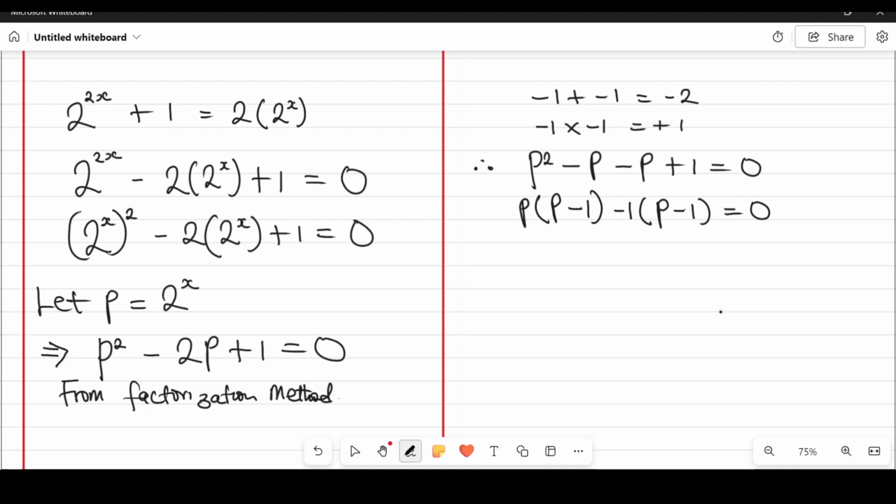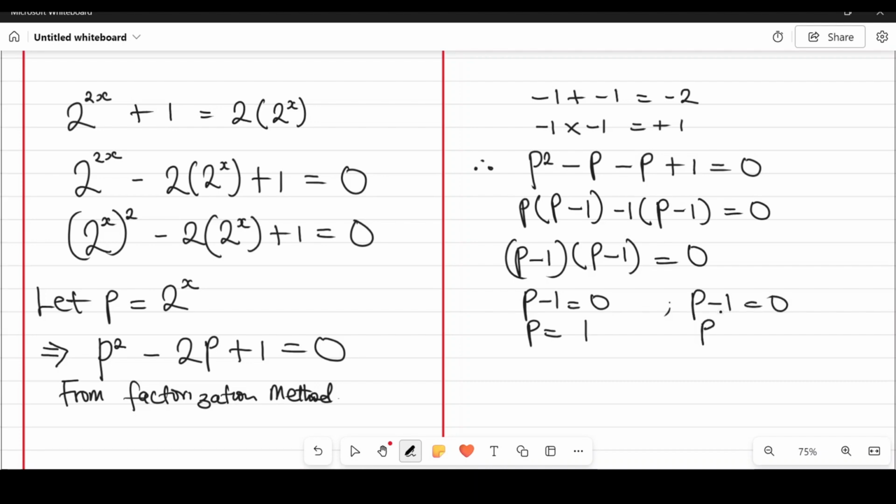At this point, I will have p minus 1 and p minus 1 equal to 0. So therefore, p minus 1 is equal to 0, so p is equal to 1. Also, p minus 1 is equal to 0, so p is equal to 1. At this point, our value of p is 1.